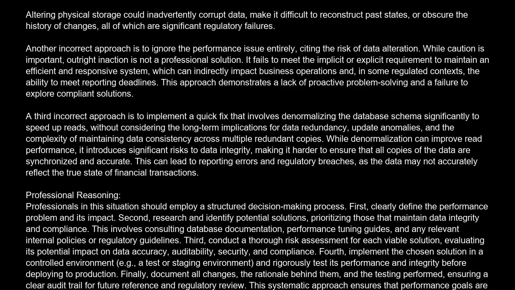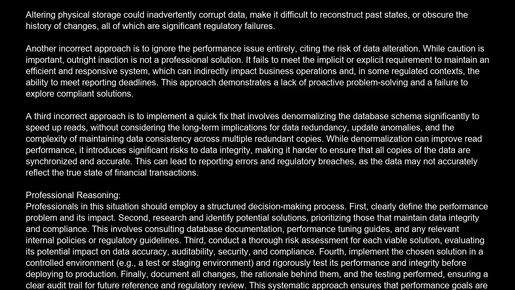Professional reasoning. Professionals in this situation should employ a structured decision-making process. First, clearly define the performance problem and its impact. Second, research and identify potential solutions, prioritizing those that maintain data integrity and compliance. This involves consulting database documentation, performance tuning guides, and any relevant internal policies or regulatory guidelines.